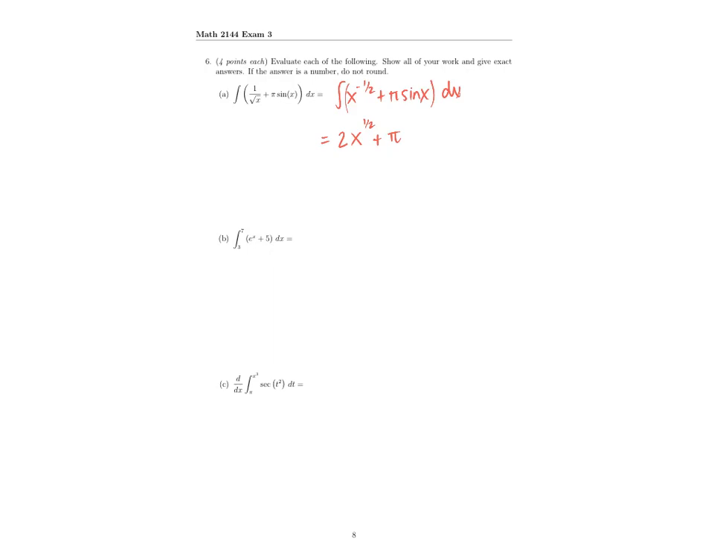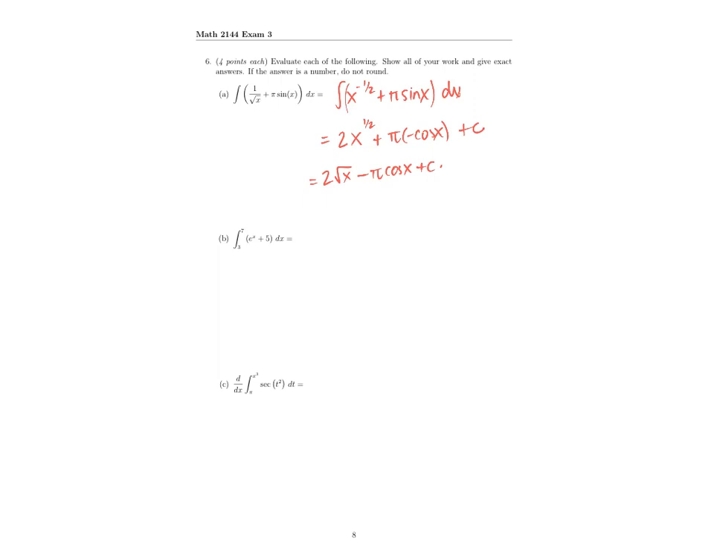The integral of sine x is negative cosine x, and then plus c. And so I can write that as 2 square roots of x minus pi cosine x plus c, just to clean that up a little bit. The next one, integral of e to the x plus 5 over the interval from 3 to 7.